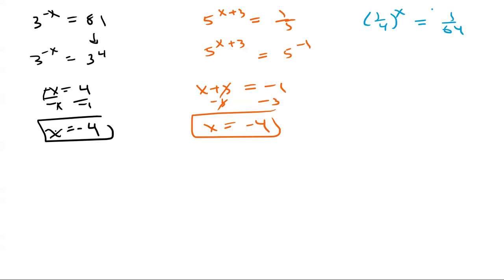All right, for the second one here, again, we need to make the bases the same. So we need to rewrite 1/5 as 5 to the negative 1. Now we have the bases the same, so we just equate the powers. So x plus 3 equals negative 1, and then solve for x, and we get x is equal to negative 4. So check.